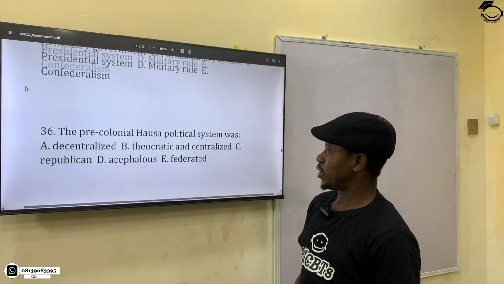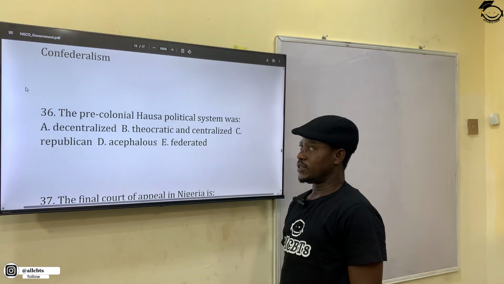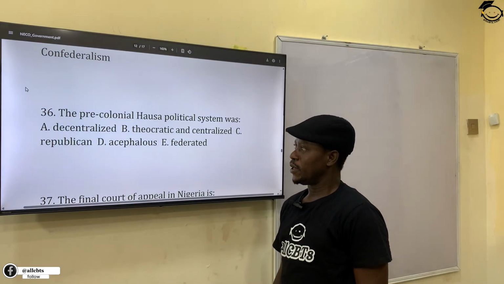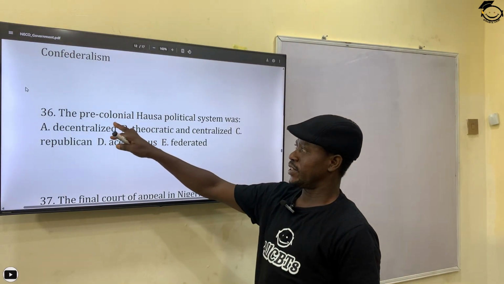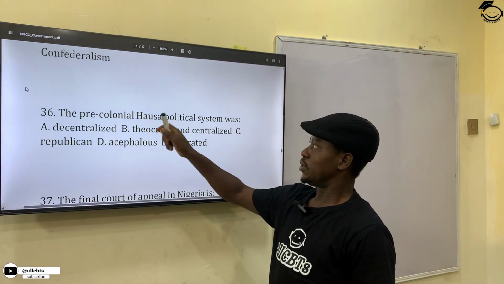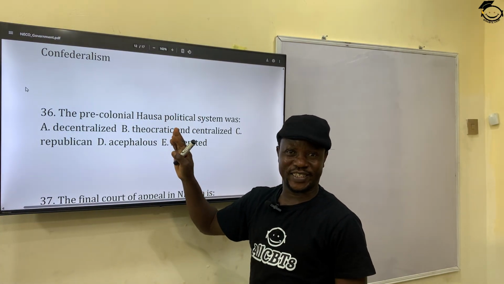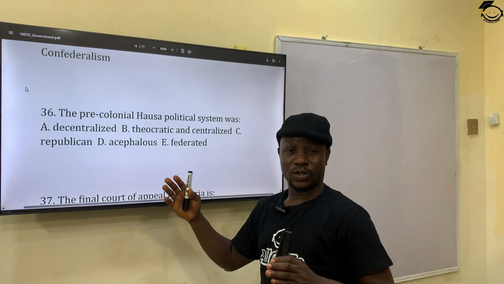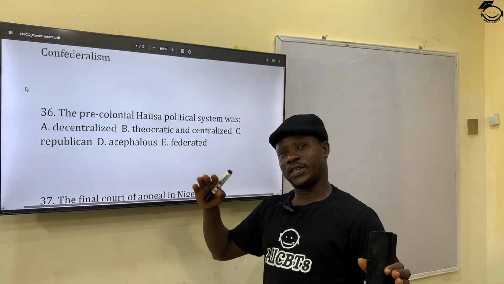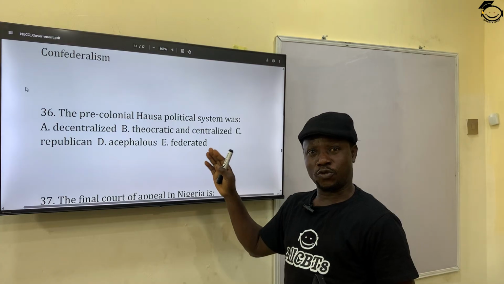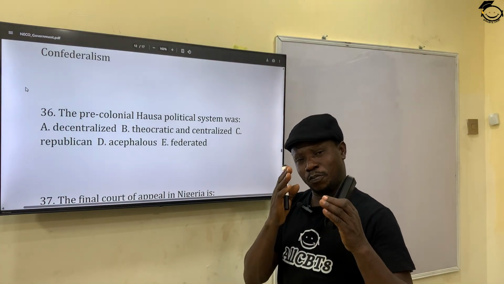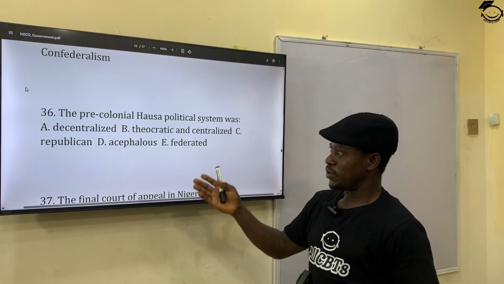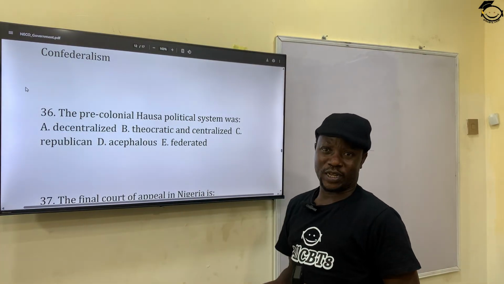The pre-colonial Hausa political system was: decentralized, theocratic; centralized, republican; acephalous; and federal. If you have a little understanding of pre-colonial administration, it was discussed under ATS, African Traditional System. This African Traditional System was classified into two: centralized traditional system and decentralized traditional system. The Hausa and the Yorubas were centralized systems because they have a single person as the center, as the head, while the Igbos were decentralized. Okay, so now let's zero it down to the Hausa political system.